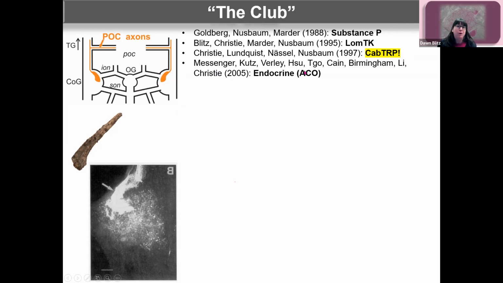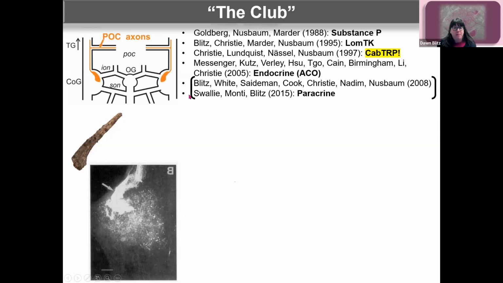And then, of course, the work, oh, right, one other thing here, Andy Christie led this group to determine that this structure, this crazy looking blob of axon terminals, is actually an endocrine structure. So it wraps around hemolymph lacunae, enabling the CABTERP to be released into the circulation. And at that point, they renamed it the anterior commissural organ, or ACO. And then the paper we had from this collaboration among all these people in Mikey's lab showed that there's also paracrine actions, because the CABTERP that's released from this endocrine organ has these local effects on the projection neurons.